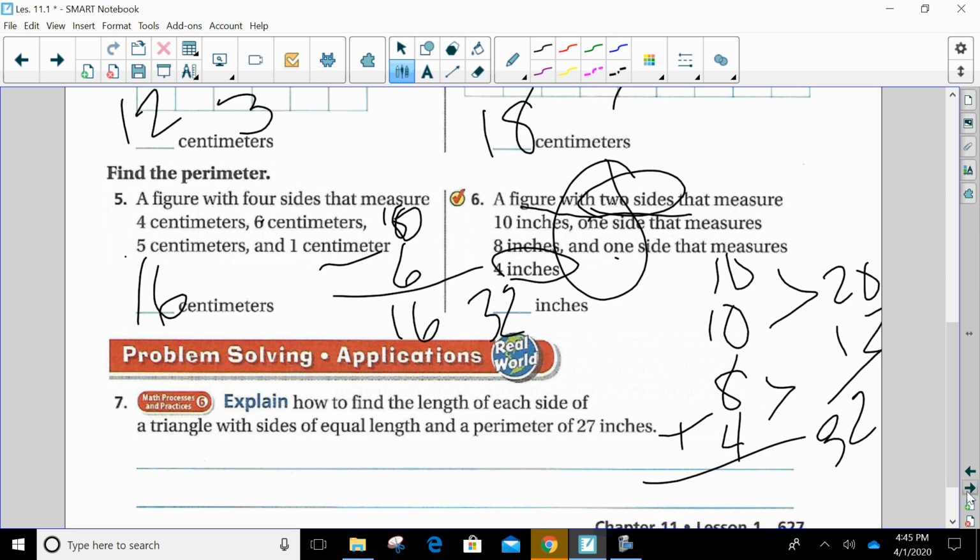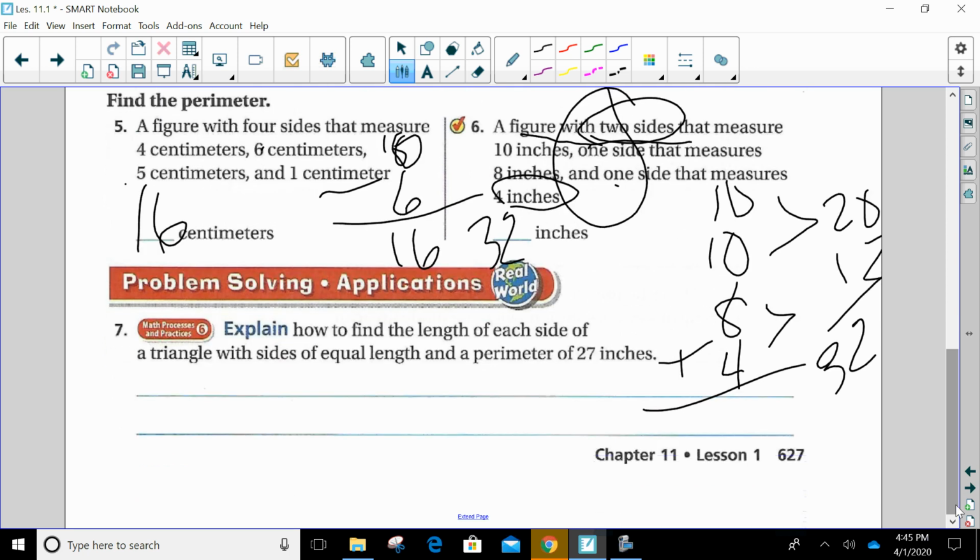All right. I love this problem solving one, and I want to do that really quickly with you. We explain how to find the length of each side of a triangle with sides of equal length and a perimeter of 27 inches. Well, let's think about that. First off, does it tell me how many sides? Yes, it tells me how many sides right here. How many sides does a triangle have? 3. Very good.